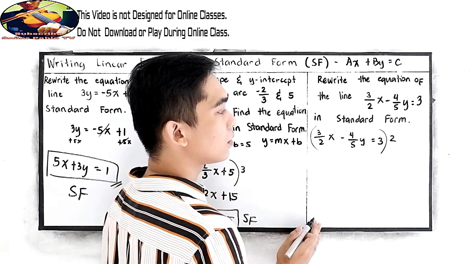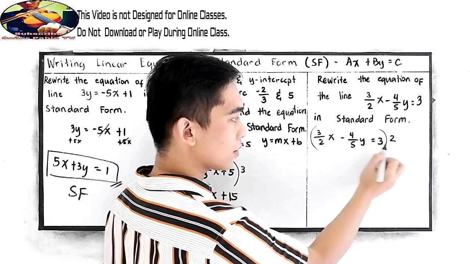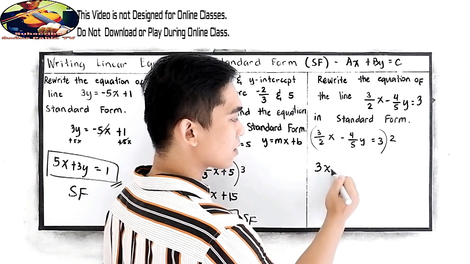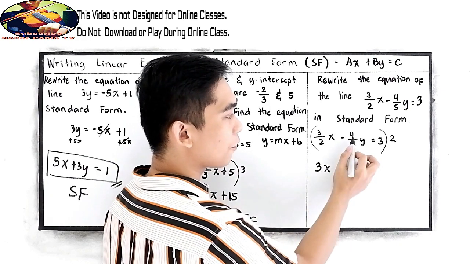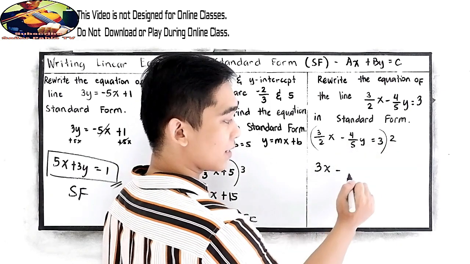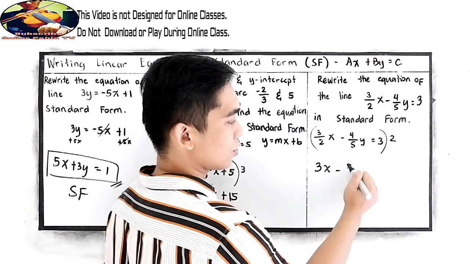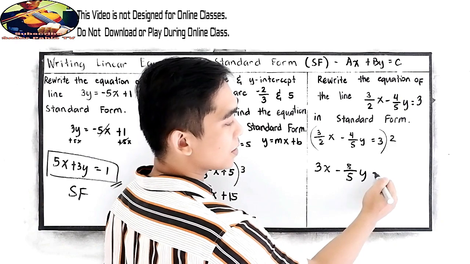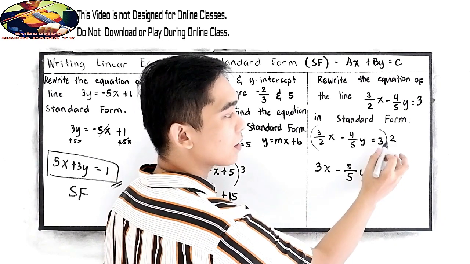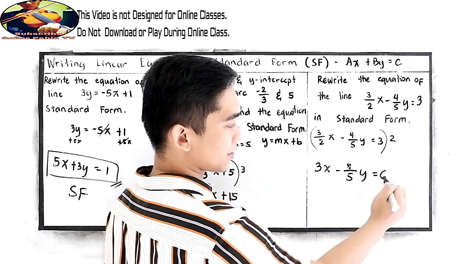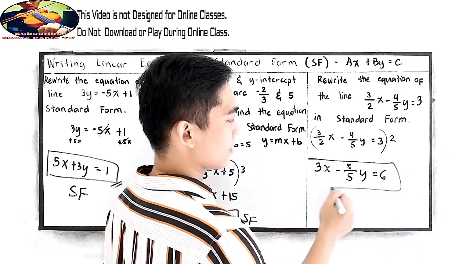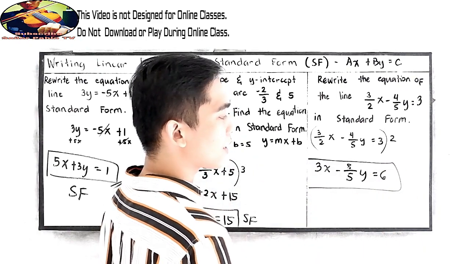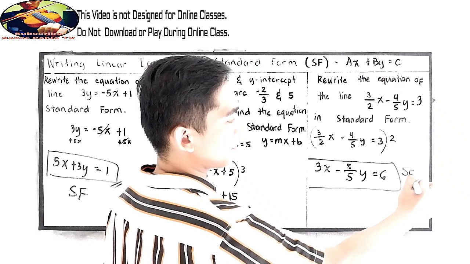Now, this will be cancelled out. So the remaining is 3x minus 4 times 2, that is 8 over 5y is equal to 3 times 2, which is 6. This will be our standard form.